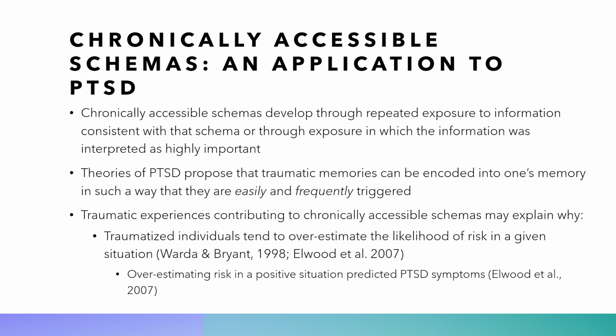So as we talked about, chronically accessible schemas develop through repeated exposure to information consistent with that schema or through exposure in which the information was interpreted as highly important. Theories in PTSD propose that traumatic memories can be encoded into one's memory in such a way that they are easily and frequently triggered. And theoretically, this happens when the memories are really intense.